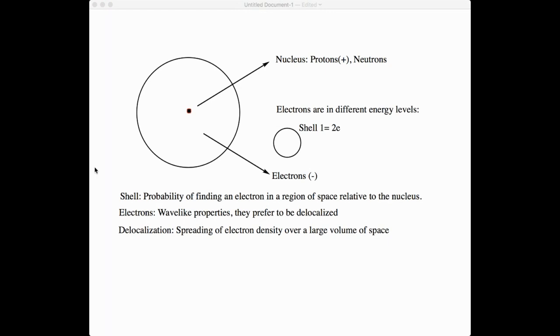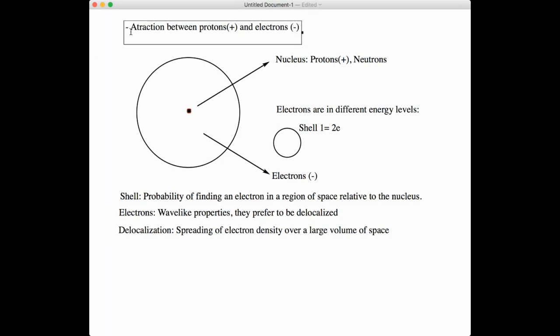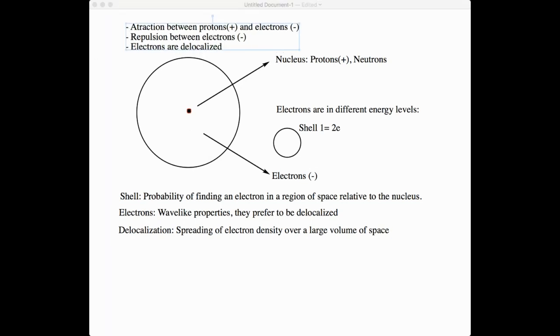So Kevin asked, can you please repeat the first point? So Kevin, the first point that I was talking about is attraction between protons, which are positively charged, and electrons, which are negatively charged. Point number two is repulsion between electrons, which are negatively charged. And point number three, electrons are delocalized.